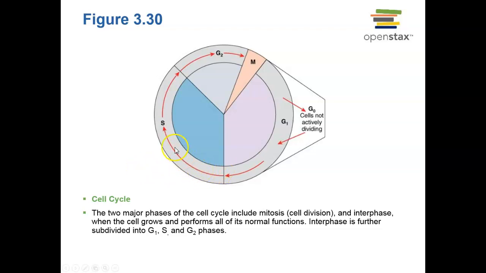Then we have the S phase here. This is where DNA synthesis occurs. So S stands for synthesis. And so we replicate our DNA in this phase. In G2, we check to make sure that the DNA has been synthesized properly, and we produce proteins for the mitotic phase. We are also doubling our organelles and getting ready for mitosis.